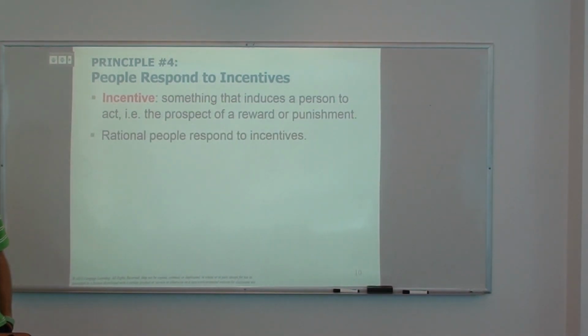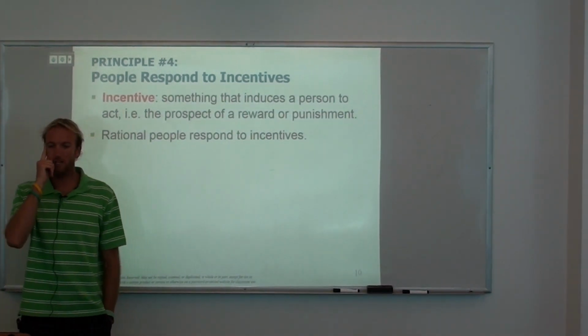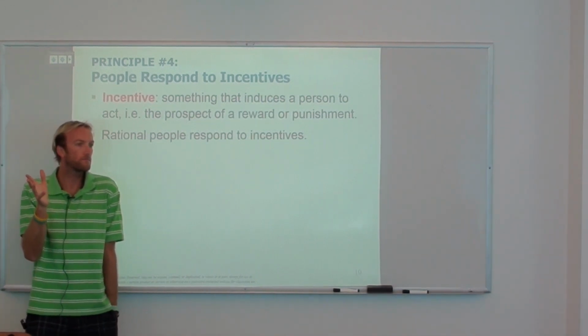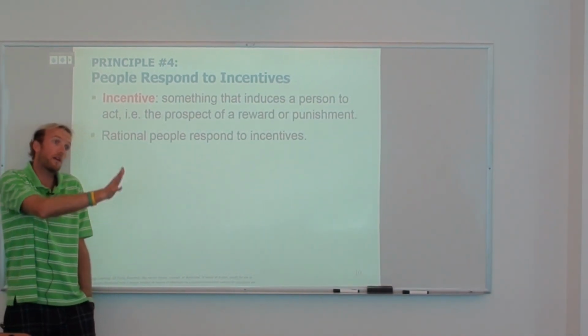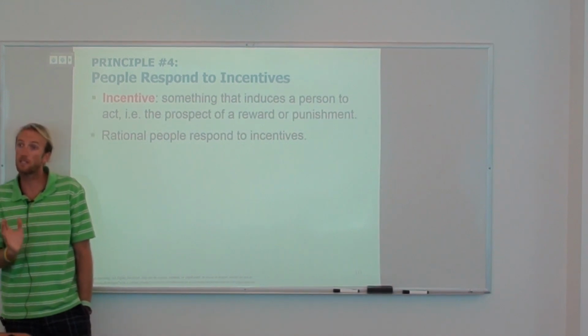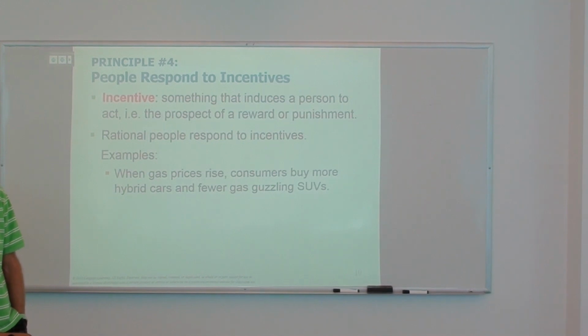Right? Because we're rational, you give a person an incentive, and they're going to change their behavior in some way. If it's the prospect of a negative incentive, I'm probably going to steer my behavior around it. If it's a positive incentive, I'm probably going to head towards it. Okay? Here's an example.